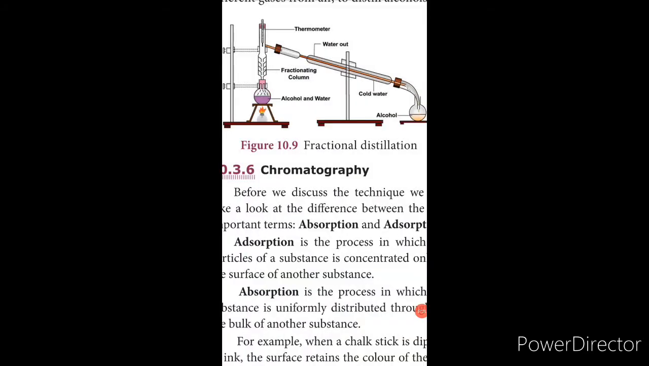Now the next is the fractional distillation method. This is more or less like the distillation method. You see the apparatus, children. It is the same as the distillation method, but a fractionating column is attached to the round bottom flask. Look into the diagram of the apparatus for fractional distillation very carefully.